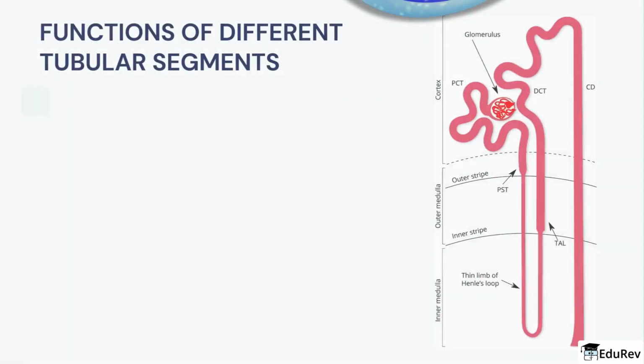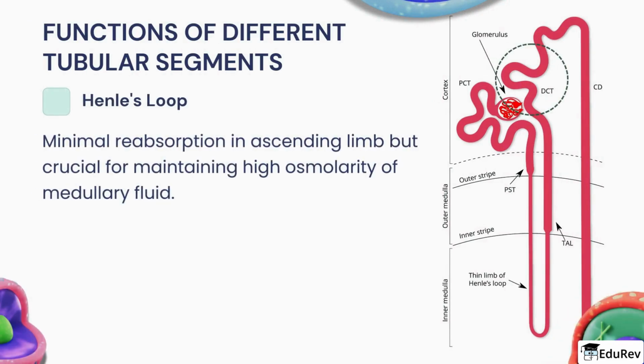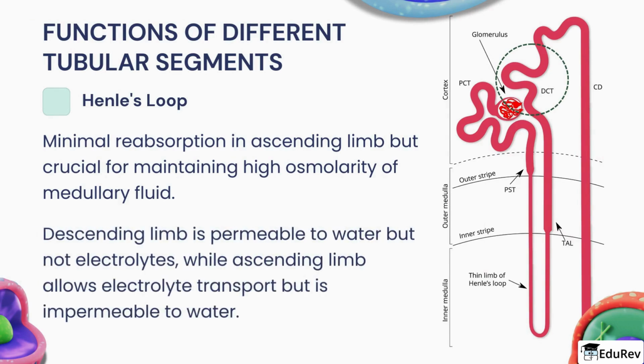Henle's loop: minimal reabsorption in the ascending limb, but crucial for maintaining high osmolarity of medullary fluid. The descending limb is permeable to water but not electrolytes, while the ascending limb allows electrolyte transport but is impermeable to water.